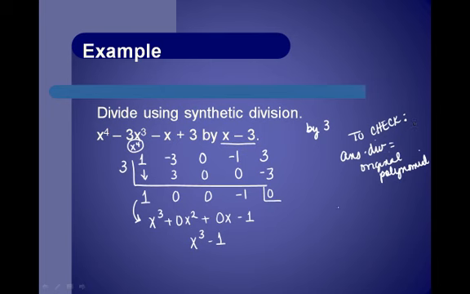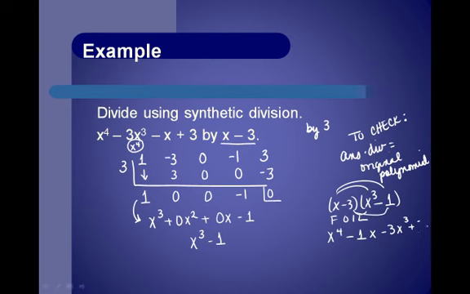Okay, so just a quick check, we'd have x minus 3 times x to the third minus 1. This is a binomial times a binomial, so we would FOIL it out. First two would give us x to the fourth. Outer two would give us minus 1x. Inner two gives us minus 3x to the third. And the last two gives us plus 3.